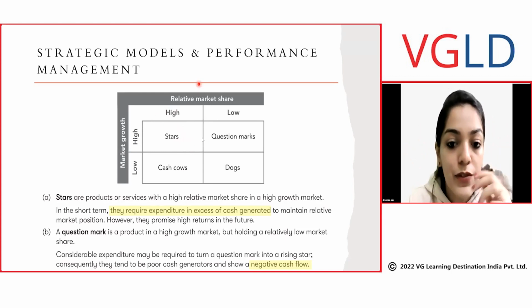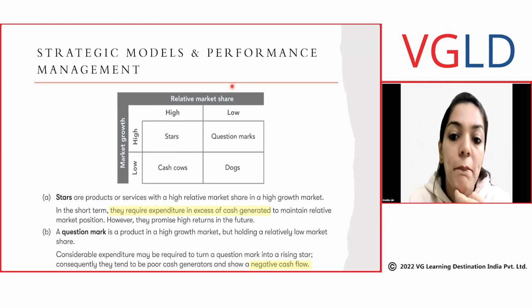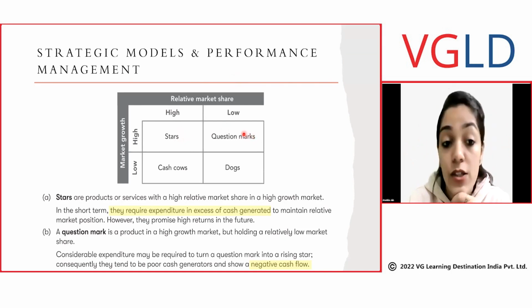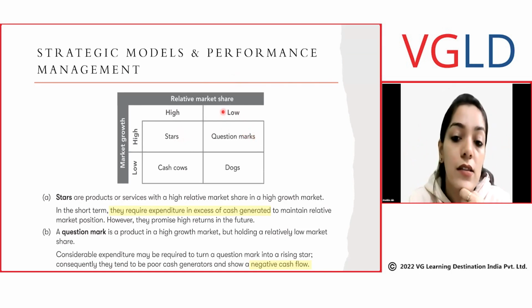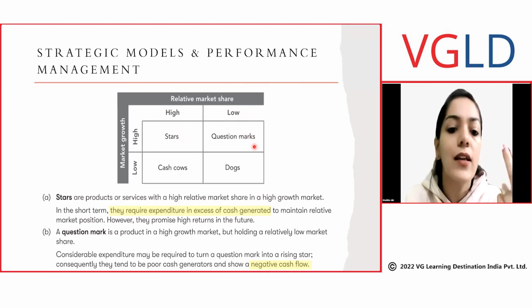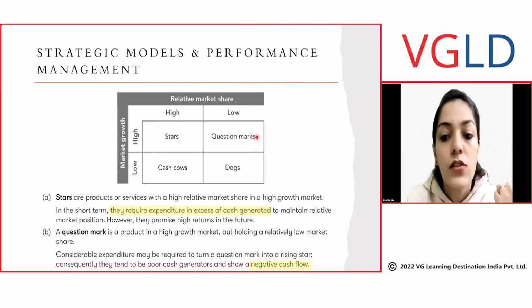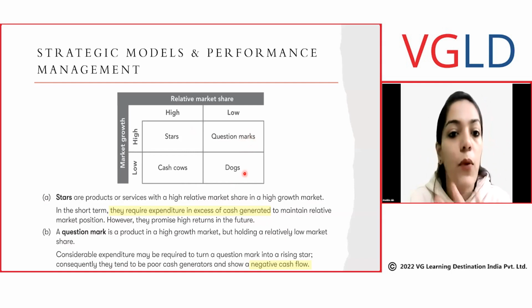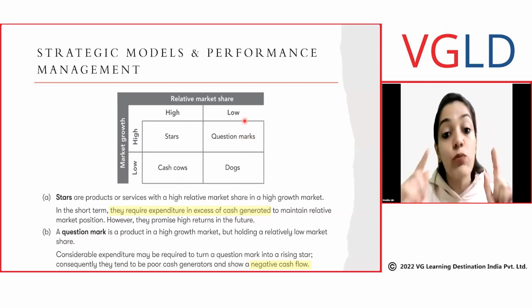Then third product which you said is MacBook. I don't think its market share is very high. So it has a low market share, but again, for the same reason of change in education mode, there is a high growth potential for laptops. So yes, it could be a question mark. And dogs we have discussed, iPod is the dog. So this would be the BCG matrix.